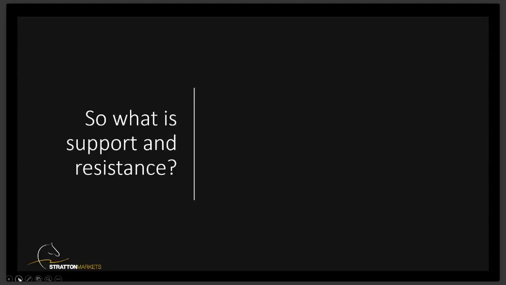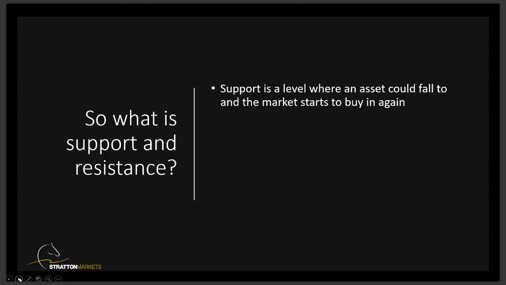So what is support and resistance? Support is a level where an asset could fall to and the market starts to buy in again. It acts a little bit like a trampoline. So something's falling, it hits this certain level, this price range, the market jumps in, starts to buy it up again, and it then shoots up higher.